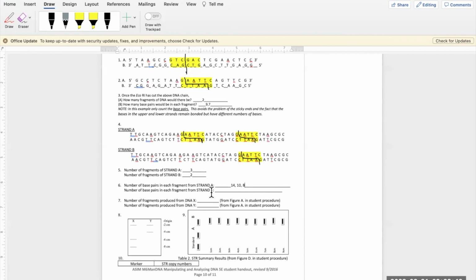Okay, for strand B, we should only have 2 numbers because we have 2 fragments. So let's count those little nuggets. 1, 2, 3, up to 28. And then this one is the same, so I can do a little cheating. I already know there's 8 on this side, so 28 and 8. Yay, okay.